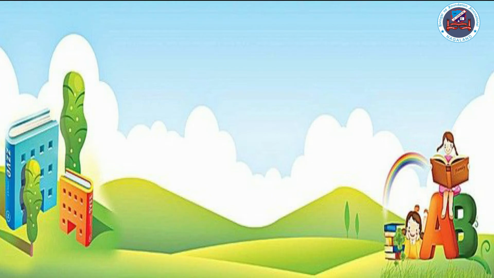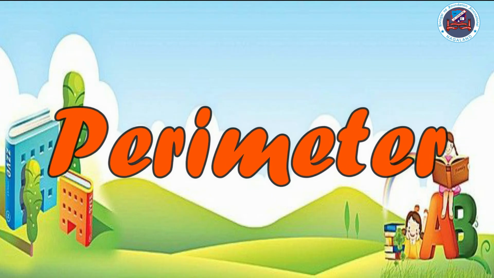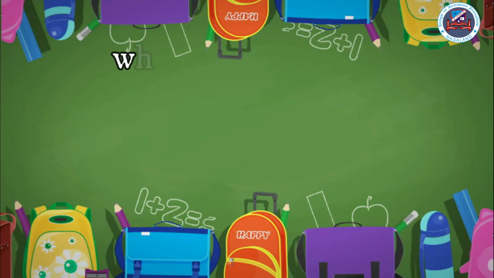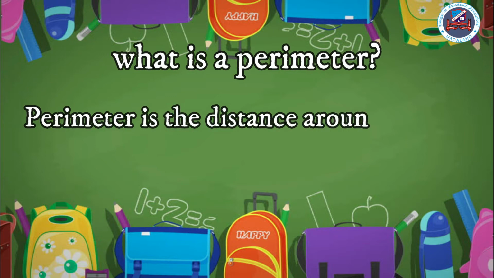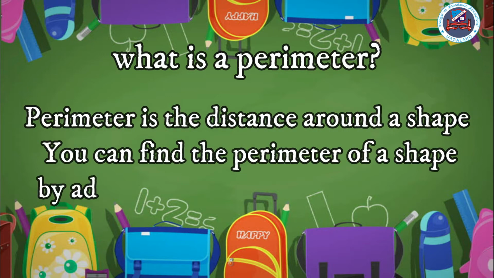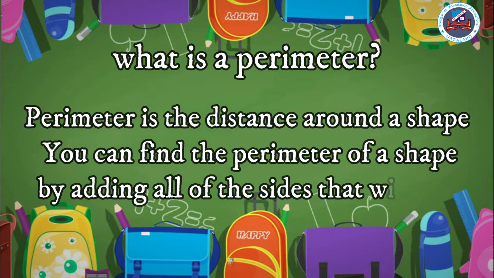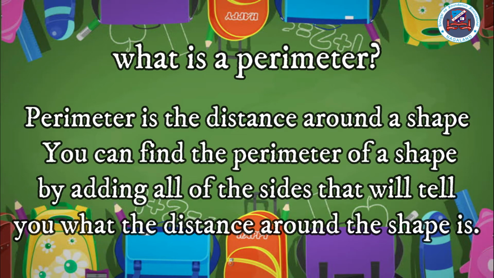Today, we're going to talk about perimeter. First, let us try to understand what a perimeter is. Perimeter is the distance around a shape. You can find the perimeter of a shape by adding all of the sides. That will tell you the distance around the shape.